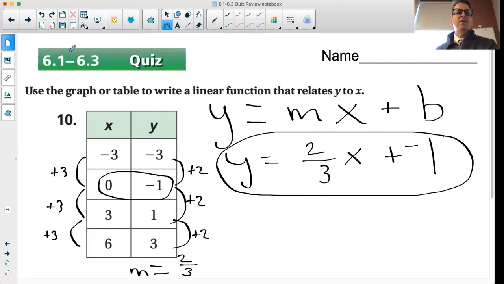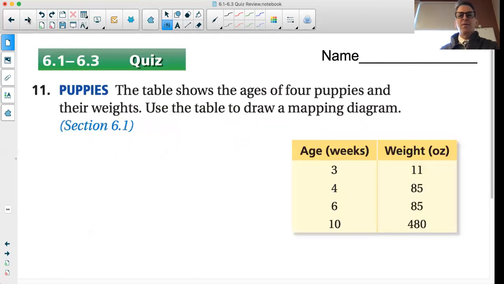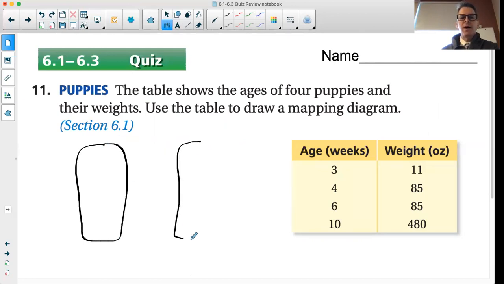Okay, moving along to number 11, puppies. Okay, the table shows the ages of 4 puppies and their weights. Use the table to draw a mapping diagram. All right, so you have to draw a mapping diagram here. I use the reference of a hockey rink. All right, at a hockey rink 1 and a hockey rink 2.